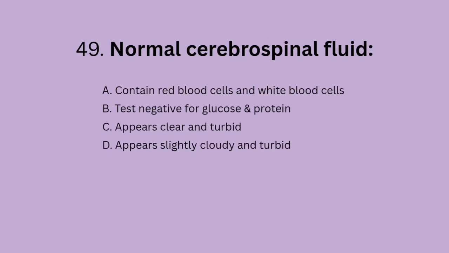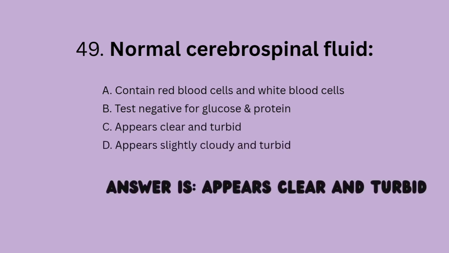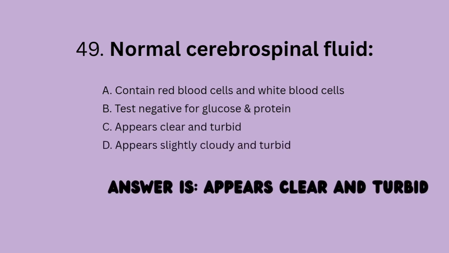Number 49. Normal cerebrospinal fluid contains red blood cells and white blood cells; tests negative for glucose and protein; appears clear and turbid; appears slightly cloudy and turbid. The answer is appears clear and turbid.